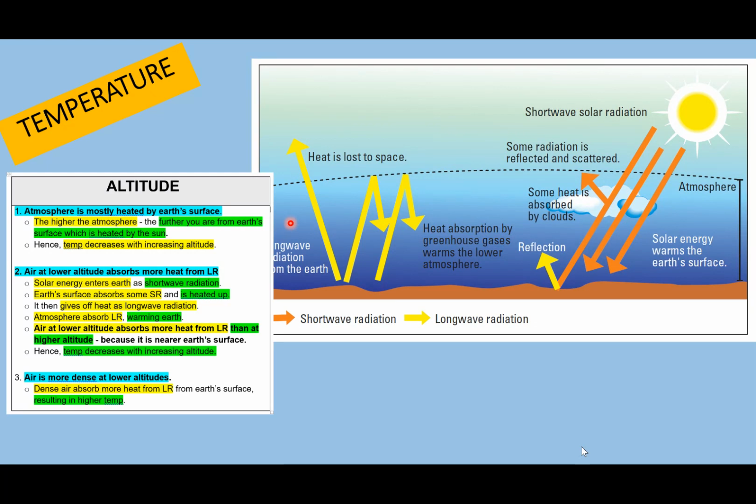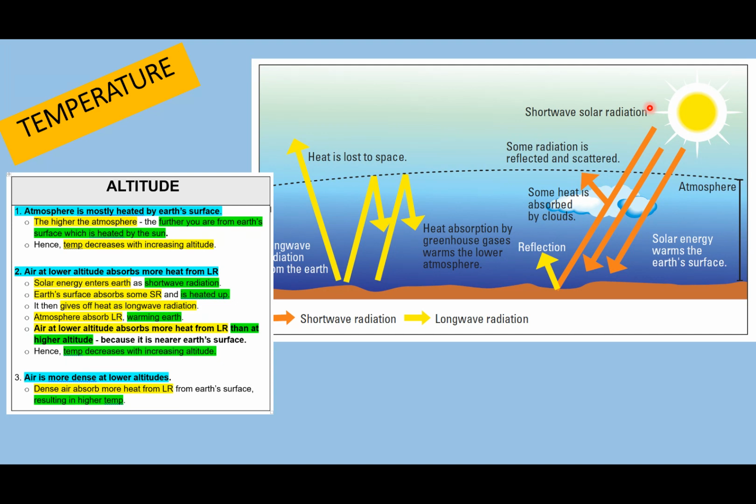The next factor affecting temperature will be altitude. Atmosphere is mostly heated by the Earth's surface. The higher the atmosphere, the further you are from the Earth's surface, which is heated by the sun. Hence, temperature decreases with increasing altitude.